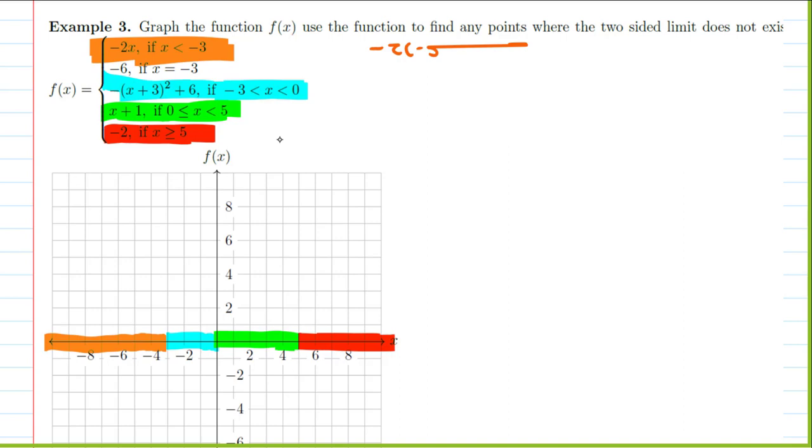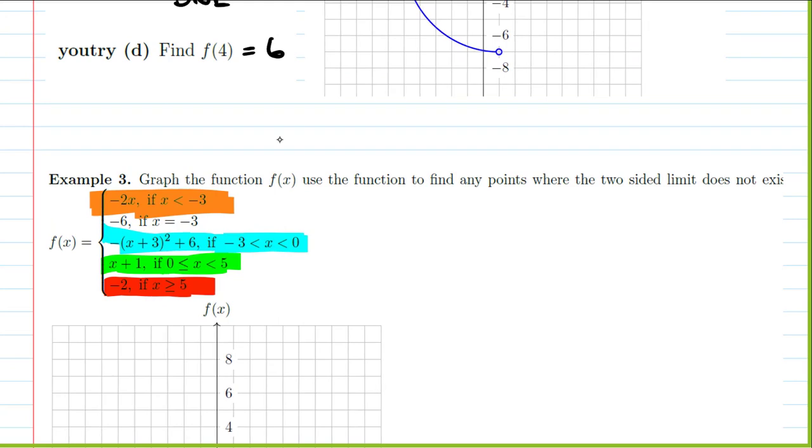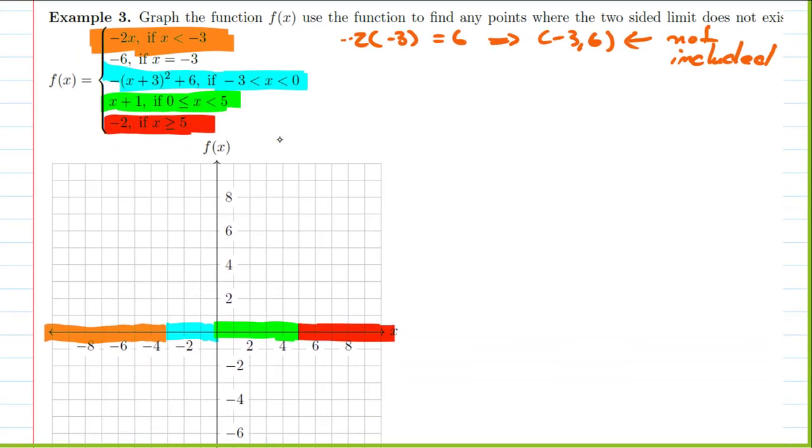So that gives us negative 2 times 3. So negative 2 times negative 3 gives us positive 6. So that's going to be the ordered pair negative 3, 6. But this is not included, because I have a strictly less than, right? So that means at negative 3, I go to 6, but I don't put a filled in dot.